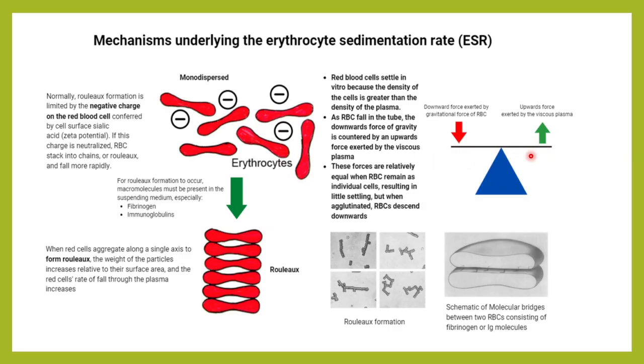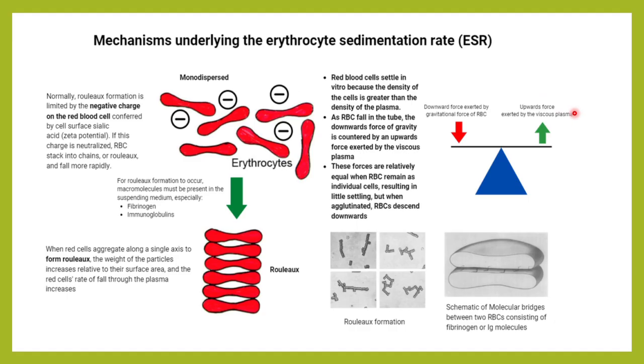Okay, red blood cells settle in vitro because the density of the cells is greater than the density of the plasma. वो क्यों सेटल होते हैं? क्योंकि इनका जो डेंसिटी है प्लाज्मा से ज्यादा है एंड इसके वजह से वो सेटल होते हैं. As the RBCs will be falling in the tube, जो downward जो force है वो gravity का उसको counteract करता है ये viscous plasma का जो upward pull है.